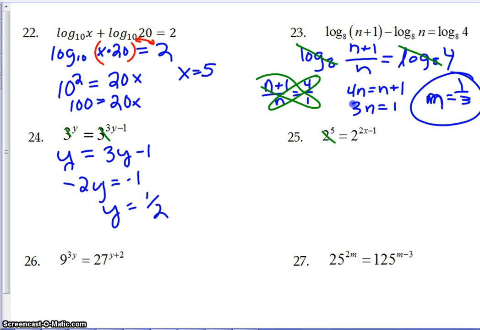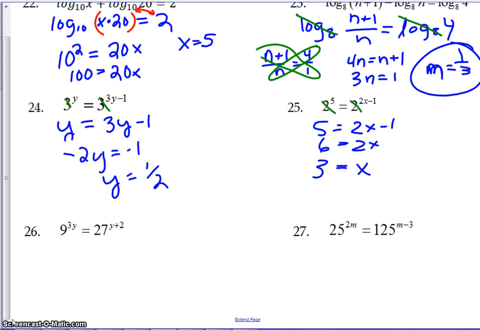Same concept here. I'm going to get rid of the 2's. My 5 would equal 2x minus 1. Add 1 to both sides. 2x would equal 6. Divide by 2 on both sides. x equals 3. In 26, now I don't have common bases.